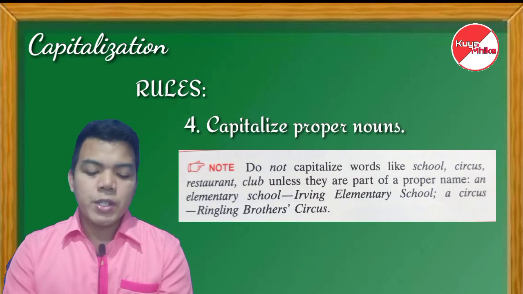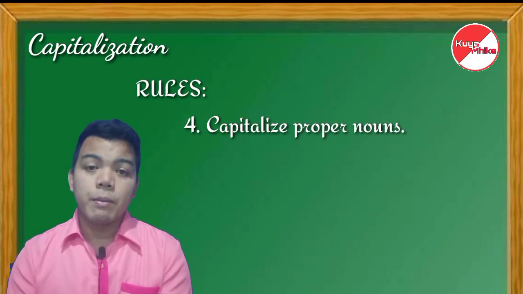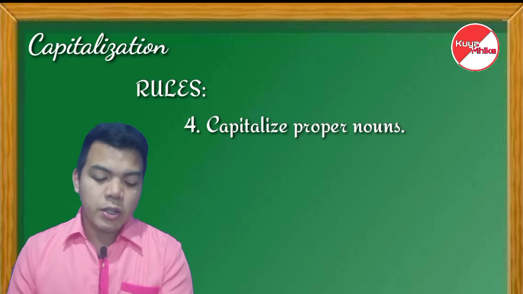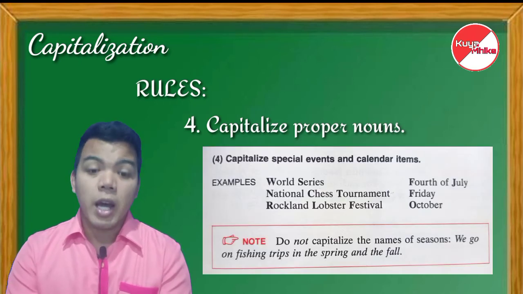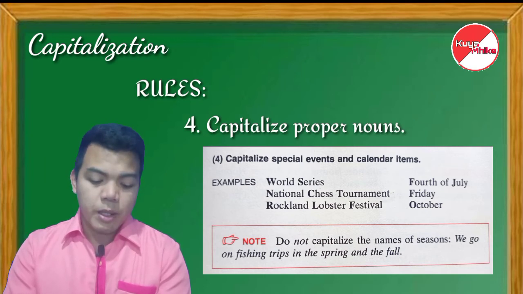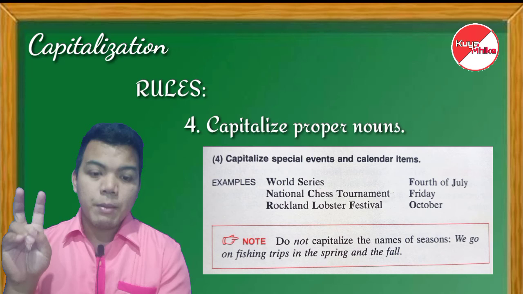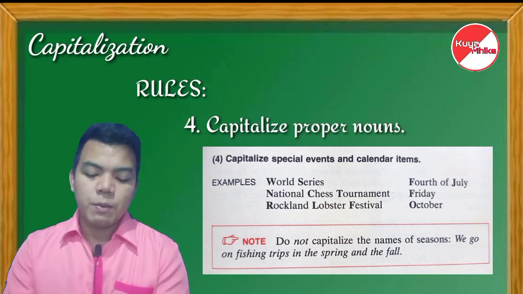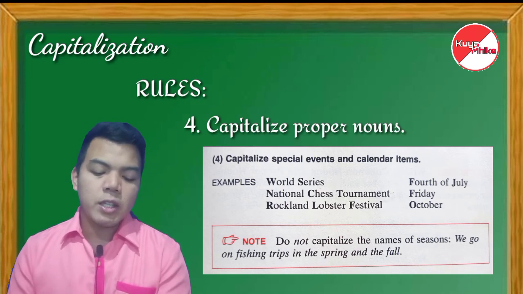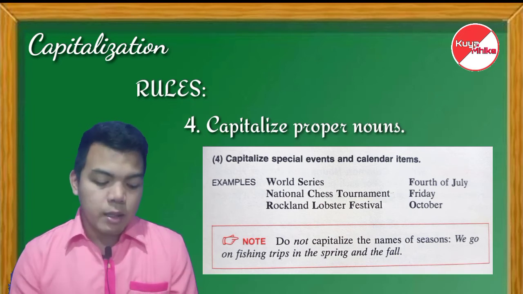Okay? A circus: Ringling Brothers Circus. Okay? So, number 4 na rules under proper noun and common noun says here, capitalize special events and calendar items. Examples: World Series, National Chess Tournament, Rockland Lobster Festival, 4th of July, Friday, October. So, note na naman dito, do not capitalize the names of seasons. We go on fishing trips in the spring and the fall. So, yung spring and the fall cannot be capitalized.